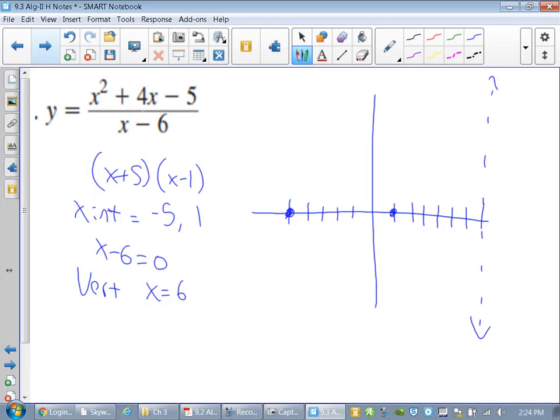Another really easy point that we can always find is your y-intercept. Your y-intercept is always going to be located when x is equal to what? 0. It's not a bad idea to always try to find your y-intercept because it might help you in finding what these curves are doing.